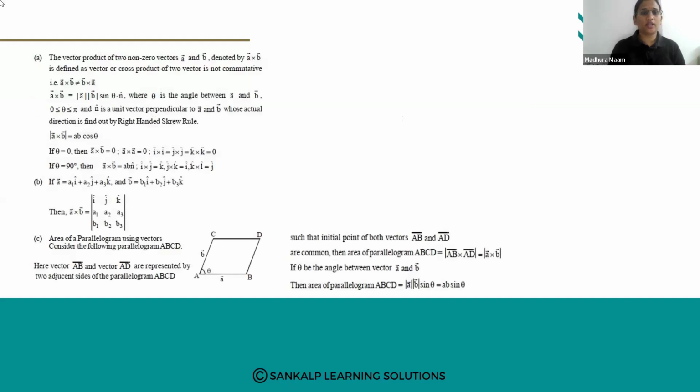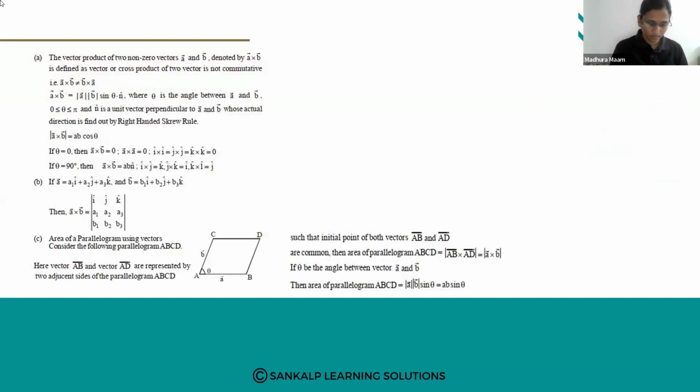Next, you are going to use very important properties here. The vector product is not commutative. Remember, because if A cross B gives you a perpendicular vector this way, then B cross A will be found below it. That will be minus A cross B. So A cross B is not equal to B cross A. It is not commutative.